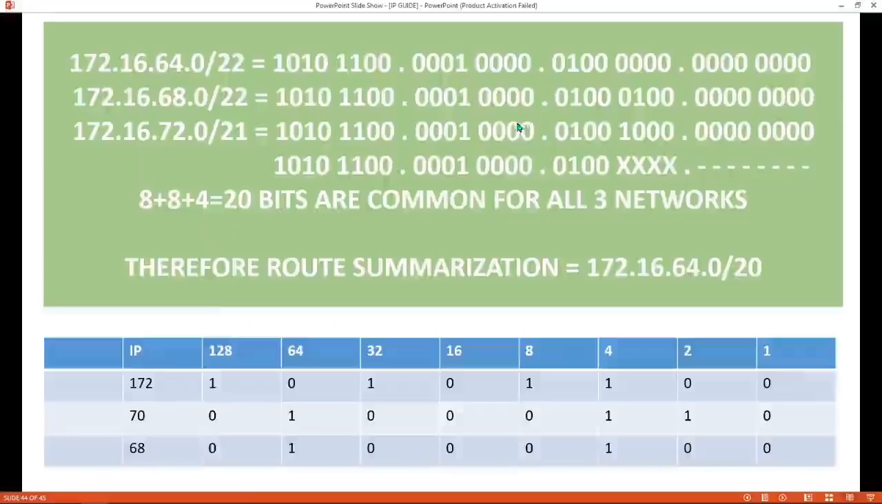So you can see how the 3 networks have been written for the final route summarization. It has been converted into binary and then again found the common bits. Then you can find the least network number and specify the common bits value. So you can refer to the table for further clarifications.